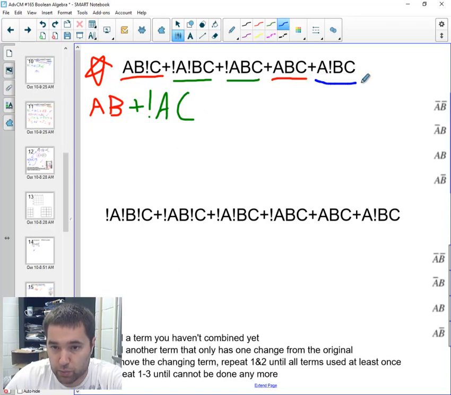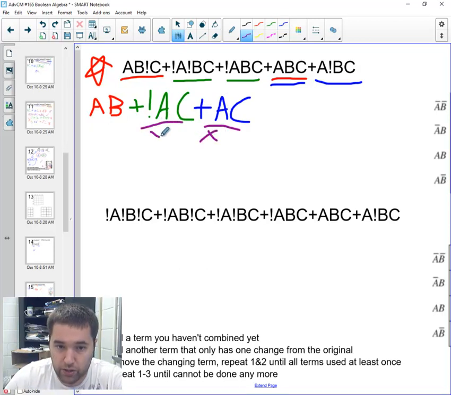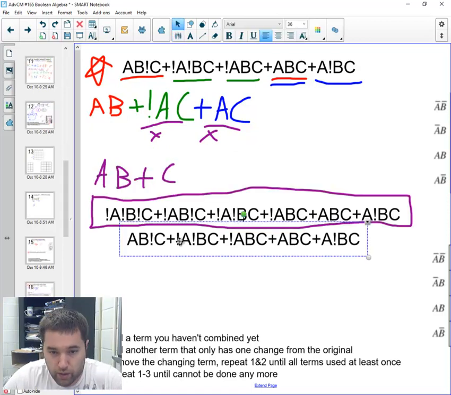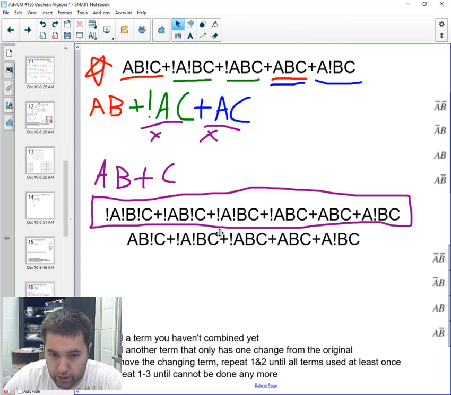Last but not least is this one right here. The question is, which one do I combine this with? I'm going to do this one right here because it's adjacent. And I factor out AC. Now I see that I have this term and this term. The A's change. I'm left with AB plus C. I'm going to ignore that purple box and just work on this one.